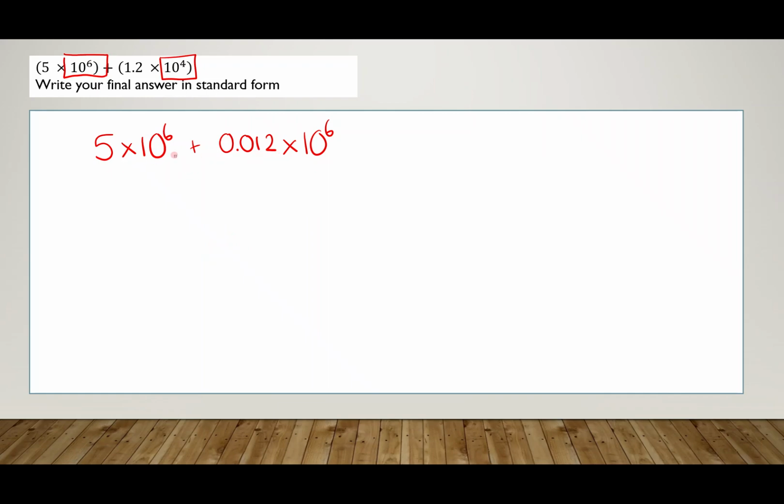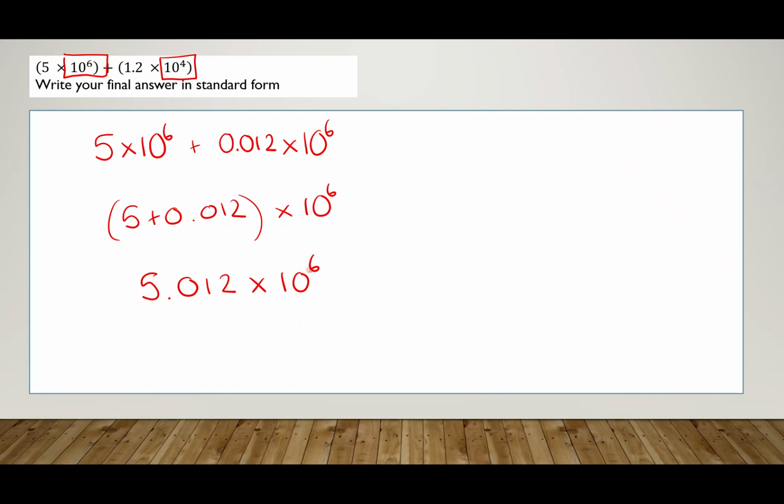Now I'm going to add the numerical parts. So the 10 to the power of 6s are going to stay the same, but I'm going to add the 5 and the 0.012. Okay, so that bit I'm going to add the same, and the 10 to the power of 6 is not changing. Okay, so because both parts were 10 to the power of 6, I can add the numbers. So 5 plus 0.012 is 5.012 times 10 to the power of 6, which agrees with the answer we got on the previous method.